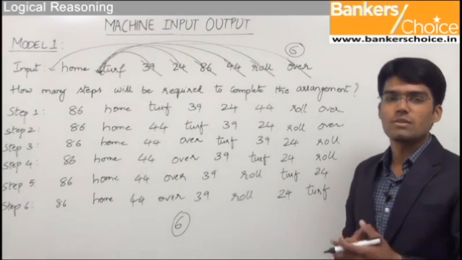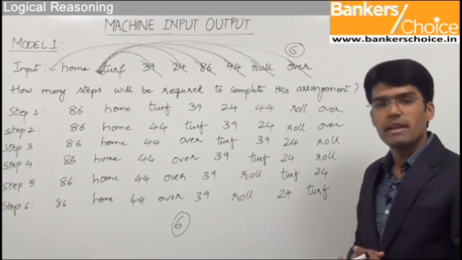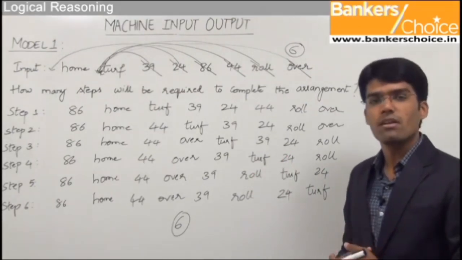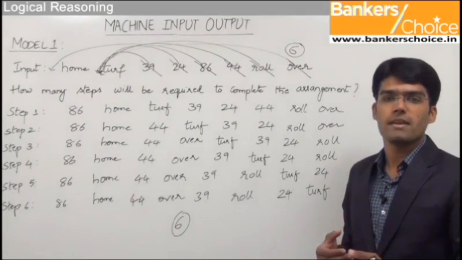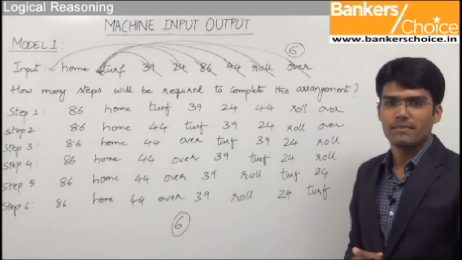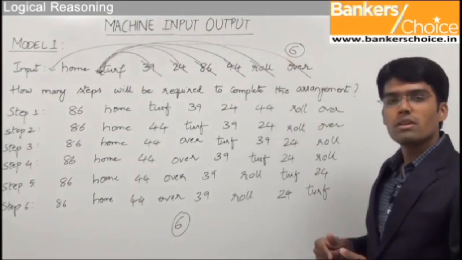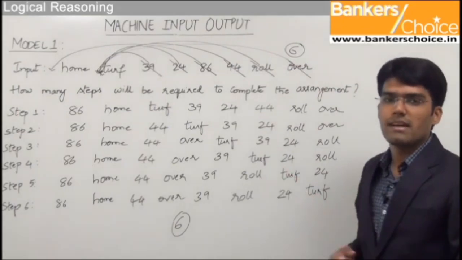So basically there are 2 types of questions. How many steps will be required to complete the rearrangement, or which of the following steps will be the last but one step. So always find out the total number of steps and get the answer.